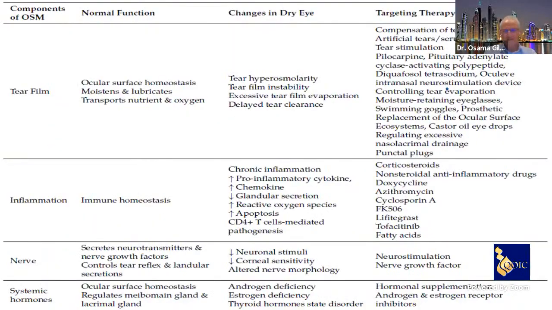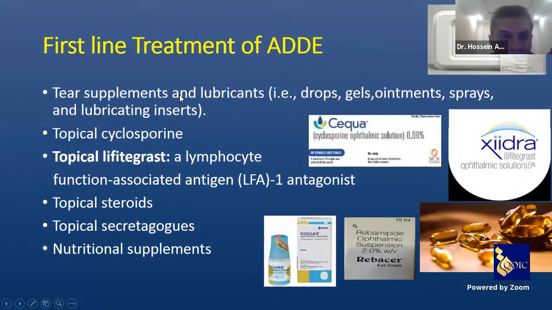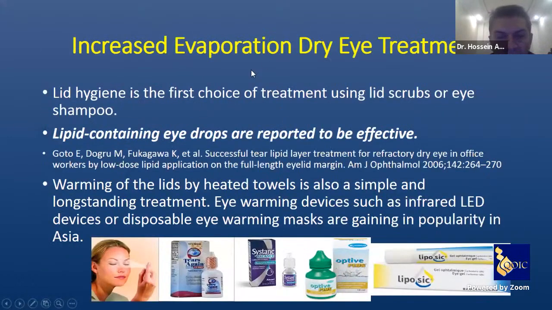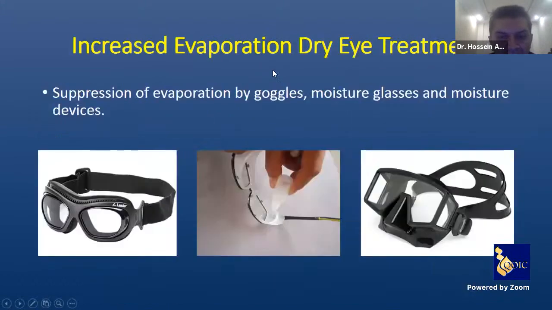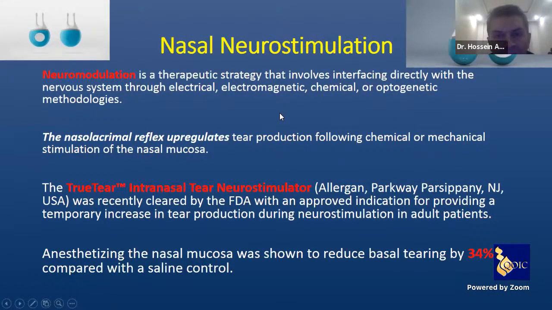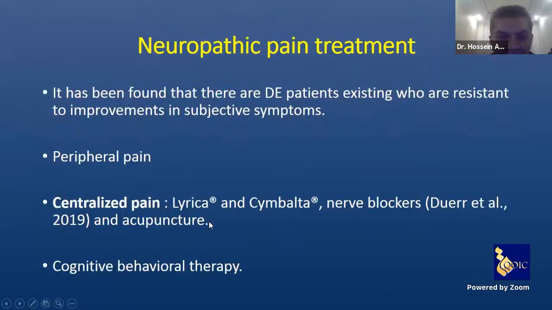Yeah. In conclusion, based on this evaluation, we have a different approach to each patient. We should treat aqueous deficient dry eye with different agents, and also we can use different modalities for treating the patient with evaporative dry eye. And in conclusion, there are also emerging measurements and treatments in areas such as nasal nerve stimulation and also probing of the meibomian gland, and neuropathic pain and treatment of centralized pain by using some special medicine and also nerve block or acupuncture.